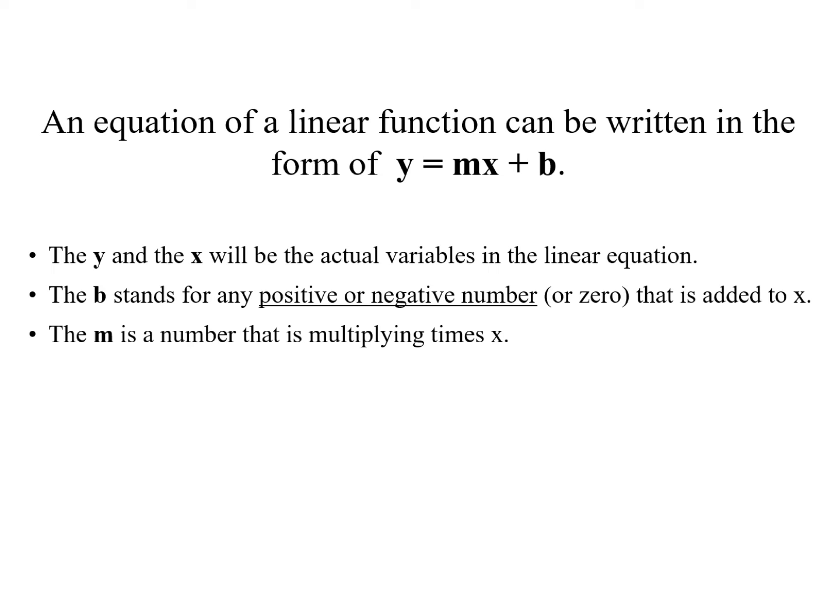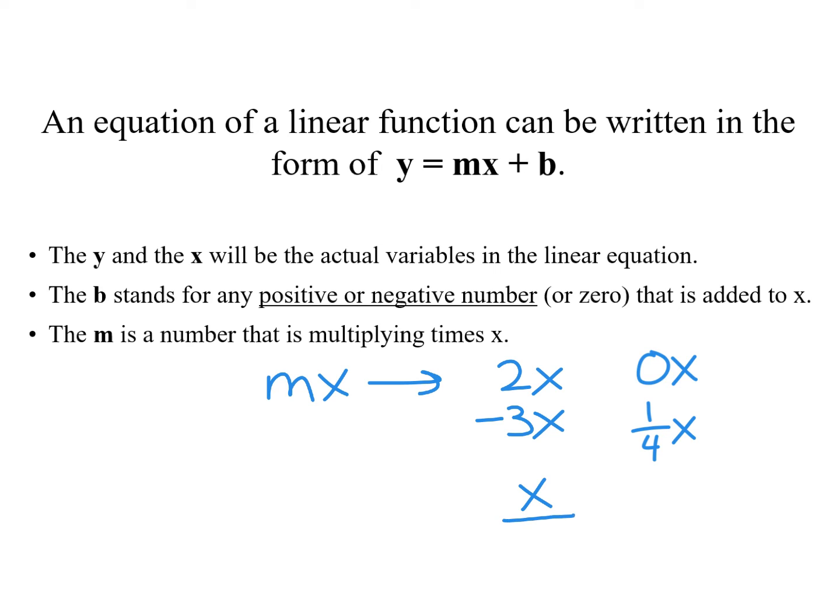So you could have, I'm just going to do the mx part of it, 2 times x, or -3 times x, or you could have 0 times x, which when you see that later on, the x is just going to be gone. Or you could have something like 1/4 times x. You could even have x divided by a number, and that works also.